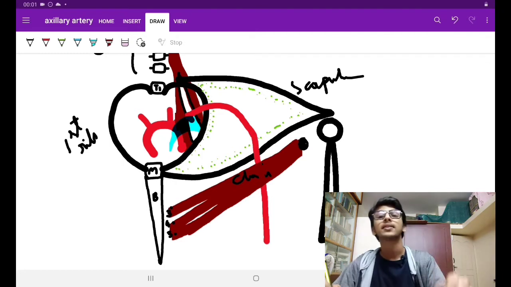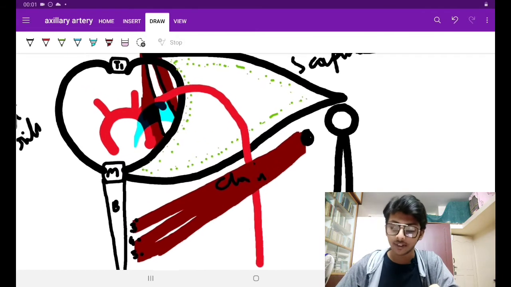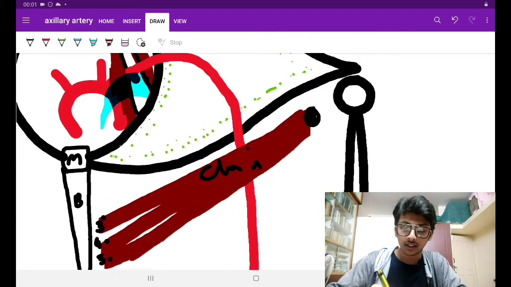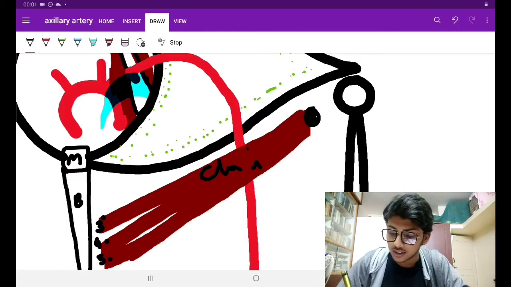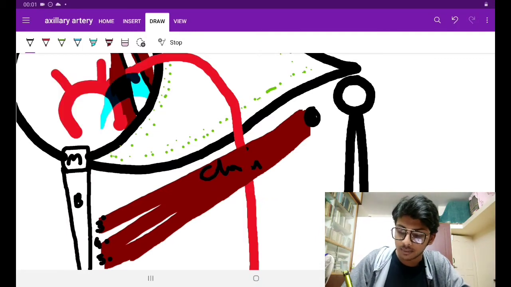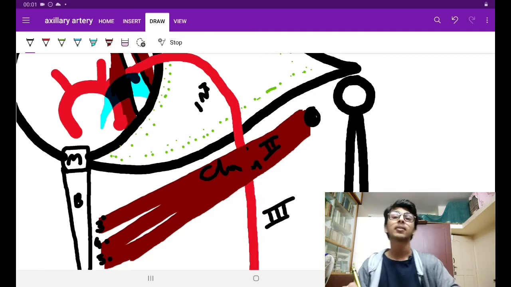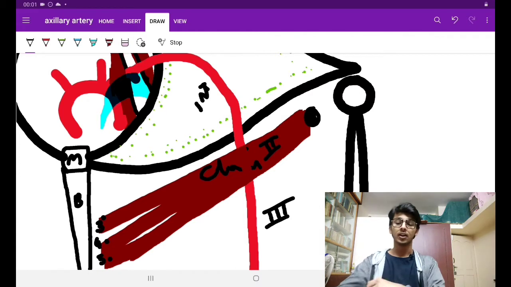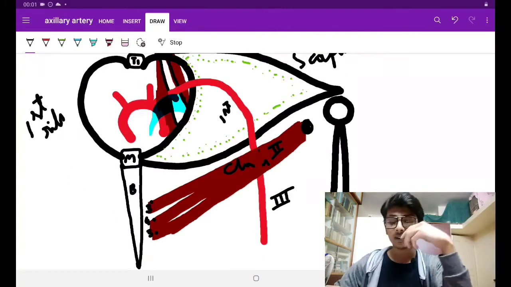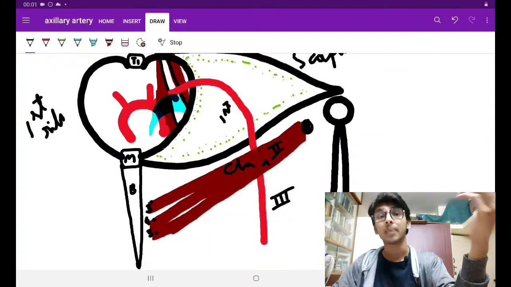See what the anatomists did was, for their convenience, they divided the artery into three parts here. From the first rib to the pectoralis minor muscle, they called it the first part. Okay. Then behind the pectoralis minor muscle, they called it the second part. Then below that, they called it the third part, till the lower border of teres major muscle. Okay, those were the parts of the axillary artery. Now we'll be studying the branches of it.